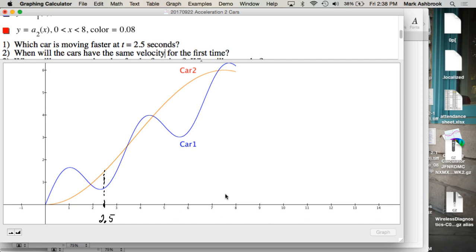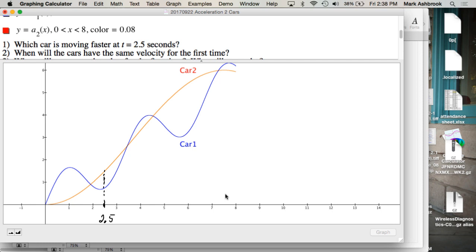Now I want to answer this question definitively. I know exactly what time. How can I answer this question definitively and know exactly what time they're going to have the same velocity, the first time they'll have the same velocity? I want to answer this definitively. How can I do it? Is that an and? Yeah, technically.